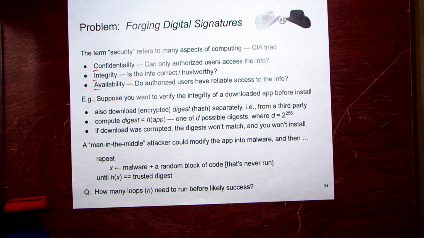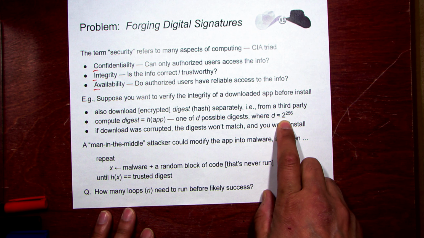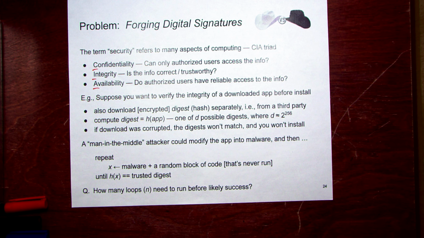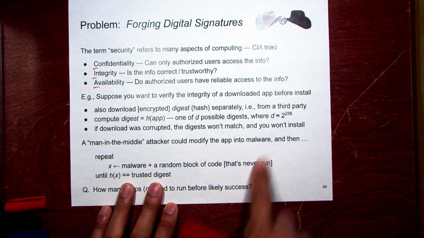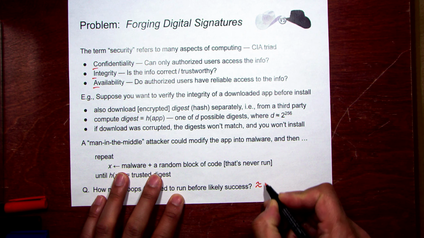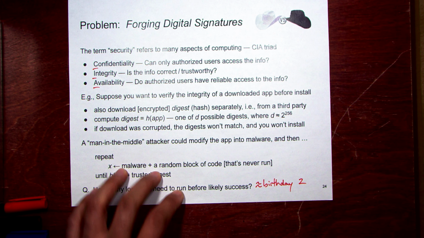So you're like the person that's waiting to find somebody who matches your birthday. So how long do you have to wait? You have to do roughly 70% of this number of iterations, and that's probably not reasonable to do. So this is a countermeasure for hackers that will post illegitimate code. So this is like birthday paradox 2.